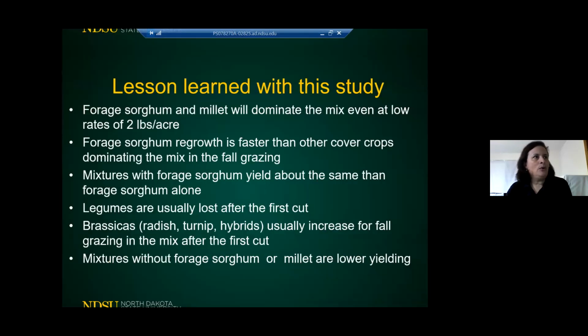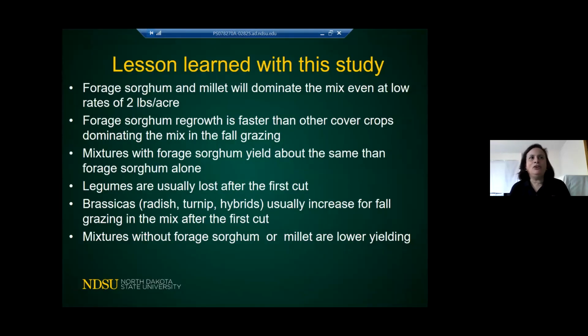study. So what we learned with this: the forage sorghum and millet dominate the mix even at low rates. Okay, so keep that in mind. The forage sorghum regrows faster than any of the cover crops that we evaluated, dominating the mix for fall grazing. Forage sorghum yields about the same in mixtures or alone. So by putting in more species, you're not getting any more than the sorghum alone. So that's another reason not to put so much seed, right? You're not losing any yield by reducing the seeding rate of sorghum.